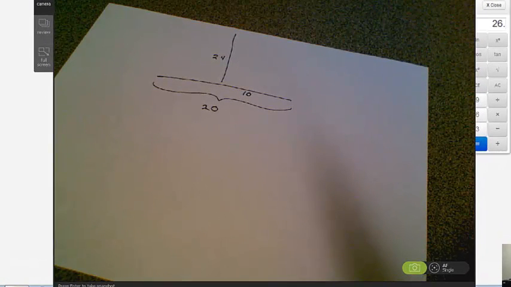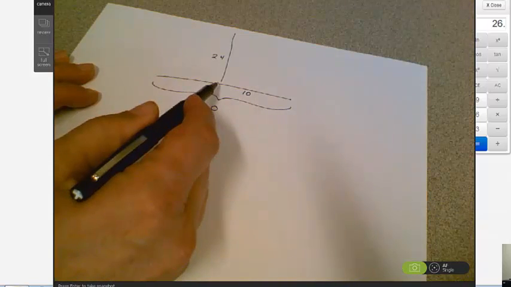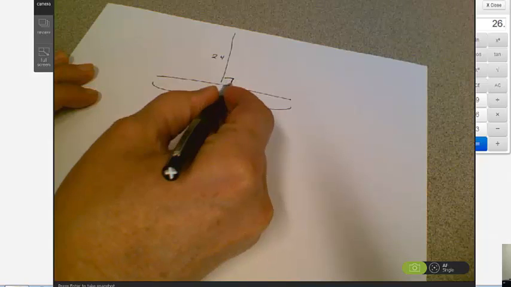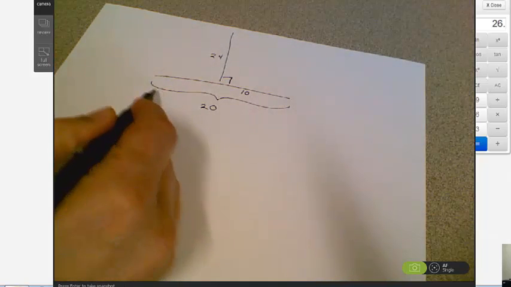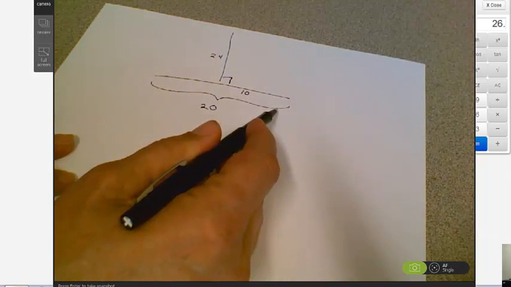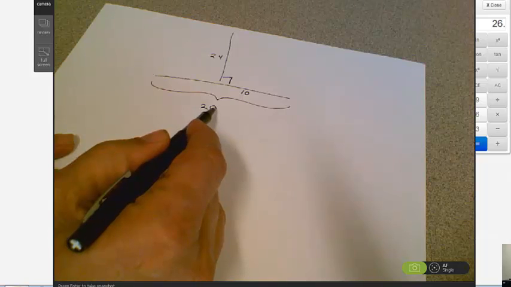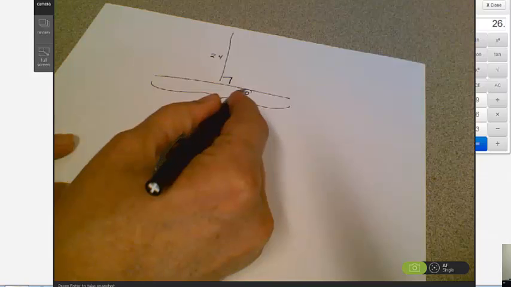In a right circular cone, the height of the cone and the radius of the base form a right angle. We know the diameter of the base is 20, and that way we can find out the radius. Half of the diameter is the radius, so the radius is 10.